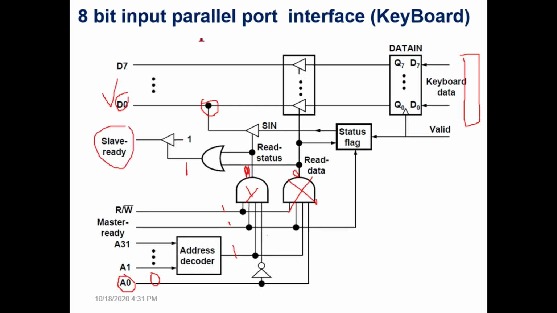When slave ready signal becomes 1, processor comes to know that there is a status on the D0 line. So it reads that status and checks whether it is 1 or 0. If status bit is 1, that means data is actually present in the data in register. So processor goes to the next step. That means it tries to read the data in buffer. So let's see how processor reads the data in buffer.